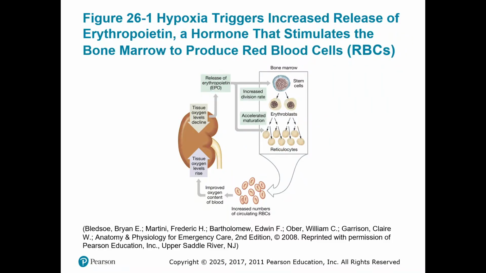The slide here is titled Hypoxia Triggers Increased Release of Erythropoietin, a hormone that stimulates the bone marrow to produce those red blood cells. So EPO gives it an increased division rate, because these stem cells split into two, and then they continue to split to make more. And that's how they are made.